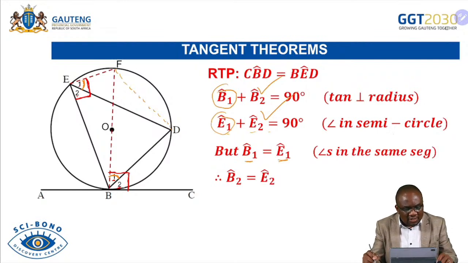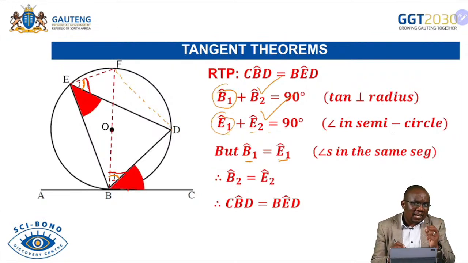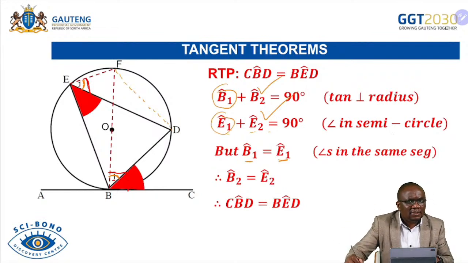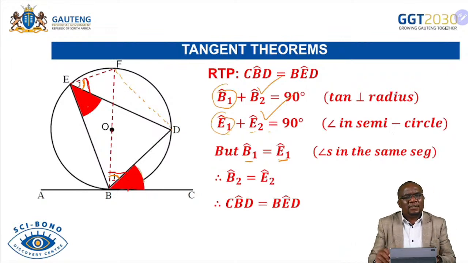Okay, showing us that this angle here, this one, let me highlight them, is equal to that. So we have proved that an angle made by the tangent and the chord is equal to the angle subtended by that chord in the alternate segment. This angle is equal to this angle. We have proved the theorem.